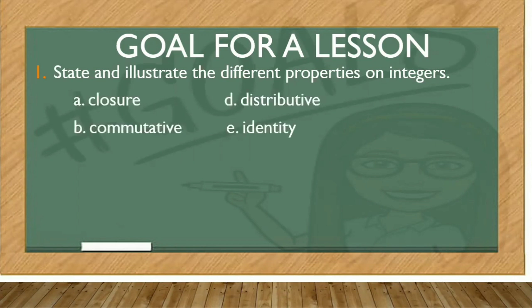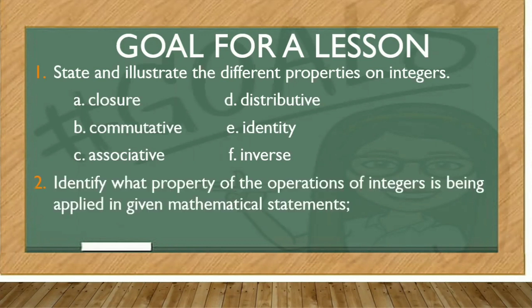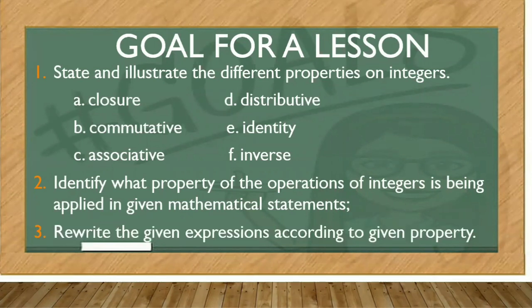A. Closure. B. Commutative property. C. Associative property. D. Distributive property. And letter E. Identity property. And letter F. Inverse property. And the second, identify what property of the operation of integers is being applied in a given mathematical statement. Third, rewrite the given expression according to given property.